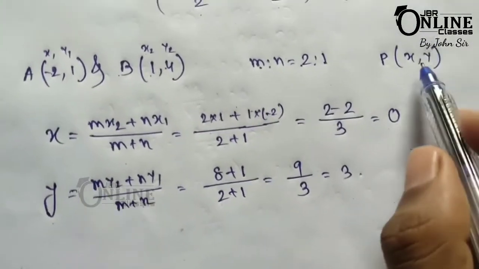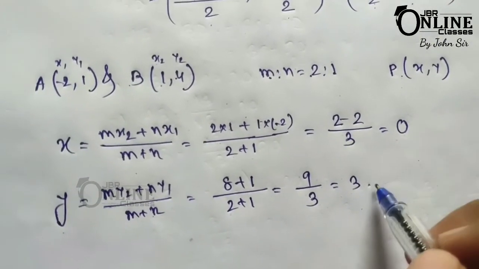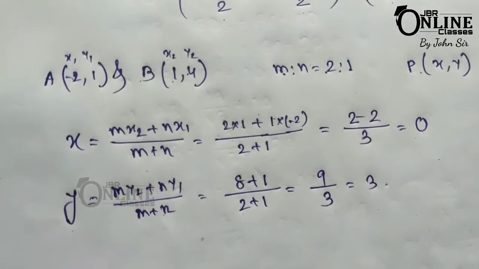That means the coordinate of point P equals 0, 3. So 0, 3 is the answer.